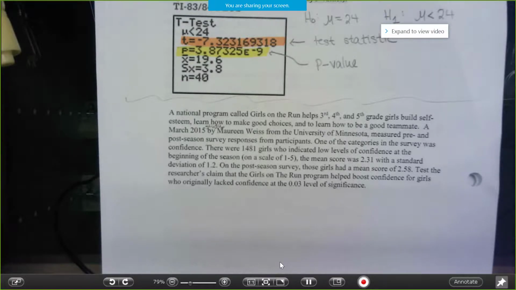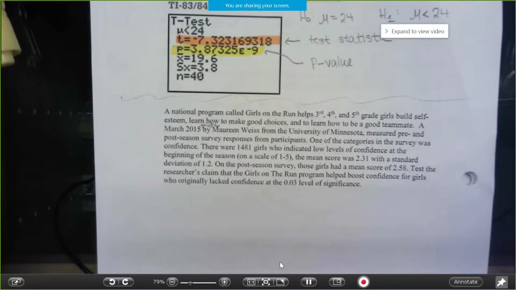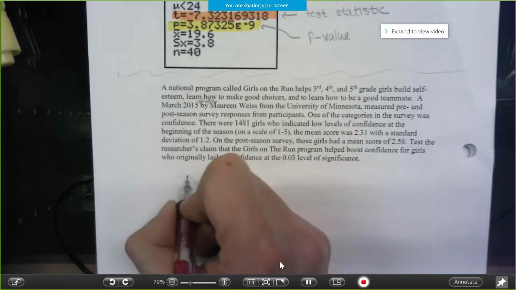There were 1,481 girls who indicated low levels of confidence at the beginning of the season. They gave answers on a scale of 1 to 5, 1 being low, 5 being high. The mean score at the preseason was 2.31 with a standard deviation of 1.2. On the postseason survey, those girls had a mean score of 2.58. It says, test the researchers' claim that the Girls on the Run program helped boost confidence for girls who originally lacked confidence at the 0.03 level of significance.